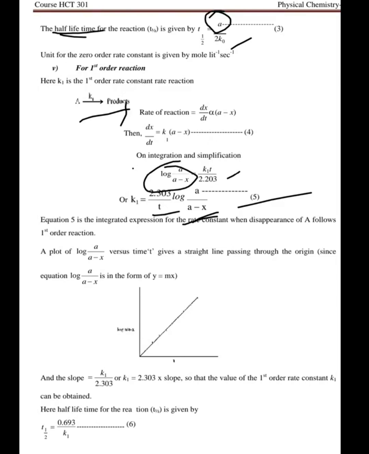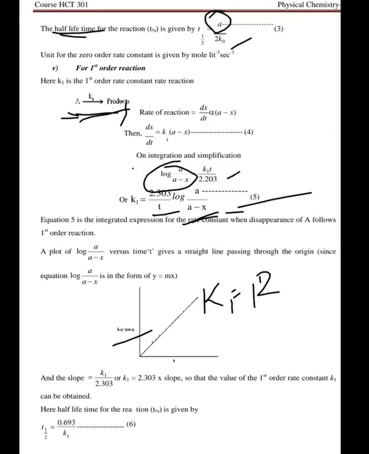Further, plotting the graph for this equation, this is the log A by A minus x. This is the initial concentration of the reactant A. So with respect to time, we are going to plot this graph. This is K1, where K1 is the rate constant. This is known as the rate constant of this reaction.